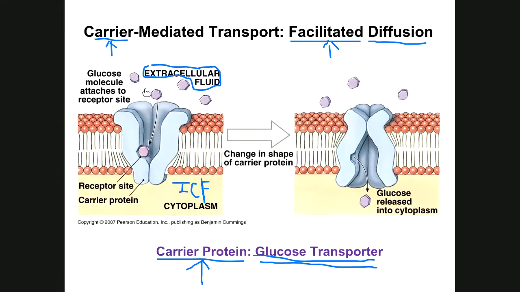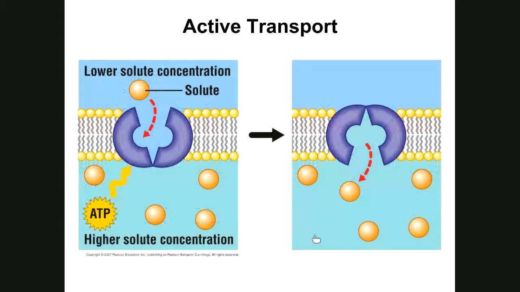What was the driving force? We had an area of high concentration, and the sugar molecules are diffusing in a direction of low concentration. So in other words, we have a concentration gradient. That's facilitated diffusion, a type of carrier-mediated transport. But then we have active transport. Active transport is going to involve a carrier protein.